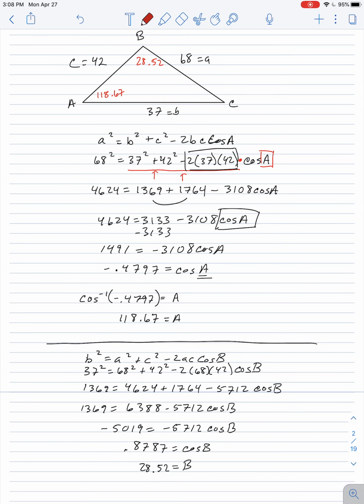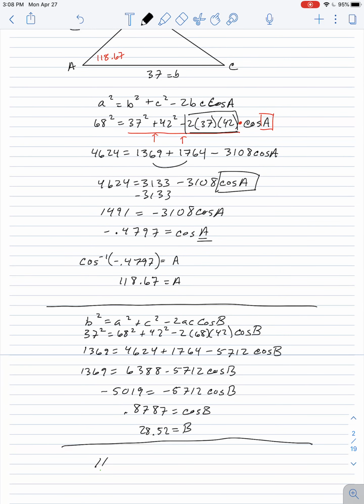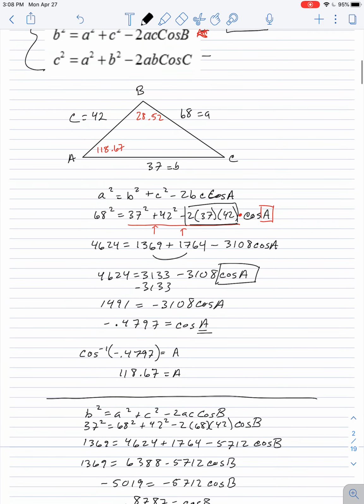Now, once you find two of your angles, you can just simply subtract from 180 for the last one. 180 minus 118.67 minus 28.57. This is going to be what angle C is. I get 32.81. So that's my last one.